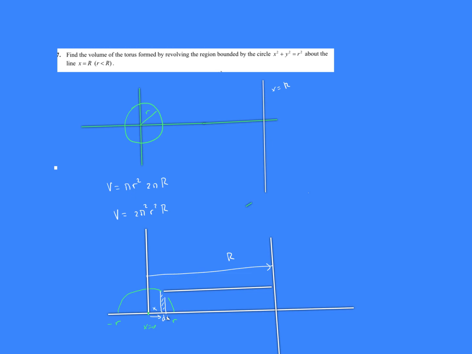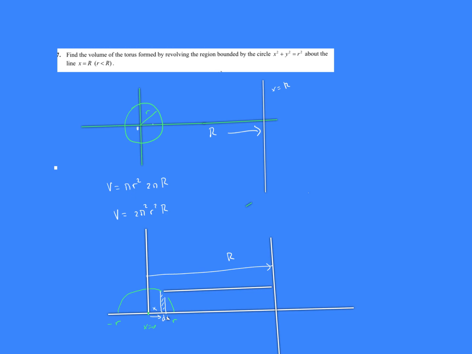Problem number 7 says: find the volume of the torus. A torus is a donut. It is an object formed by revolving the region bounded by the circle. This is the circle. The circle is centered at 0, 0. If you revolve the circle around the axis x equal r, from the center to the line x equal r there are r meters. So this distance is r meters.